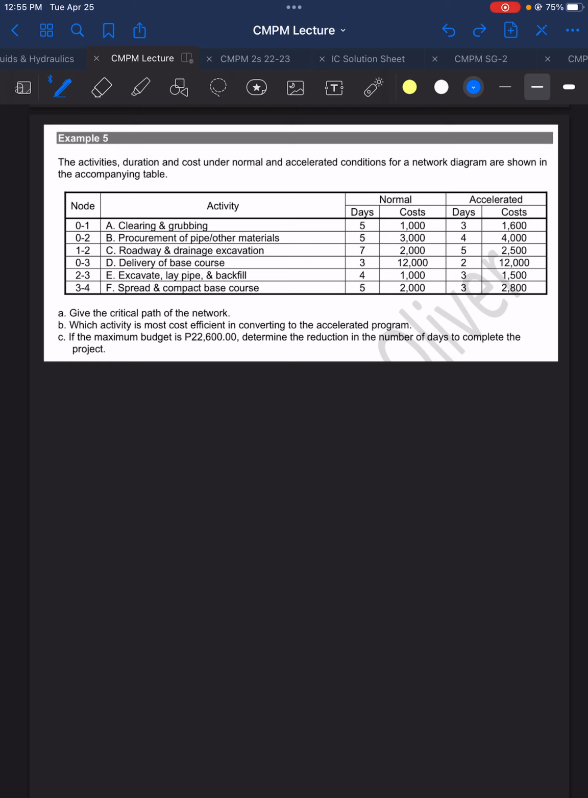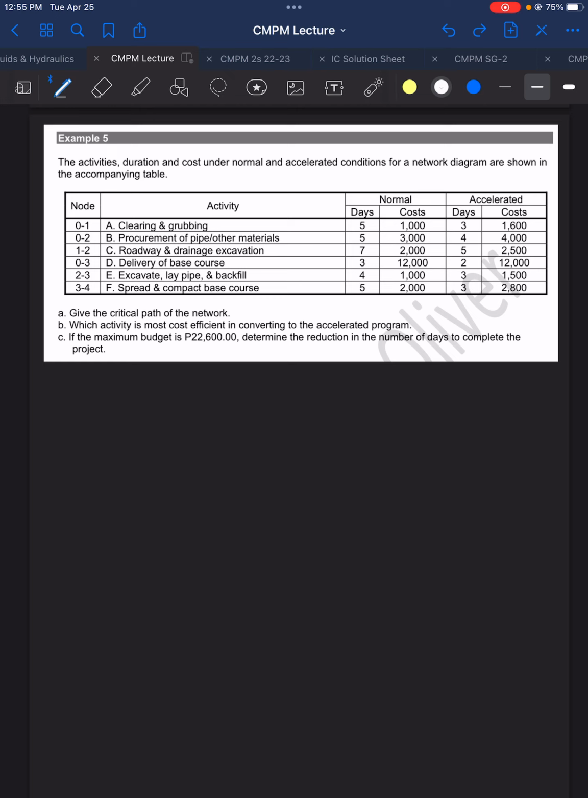Now, what is the question for example number 5? Give the critical path of the network. Letter B, which activity is most cost efficient in converting to the accelerated program? Letter C, if the maximum budget is 22,600 pesos, determine the reduction in the number of days to complete the project. Okay, so let's solve this one.